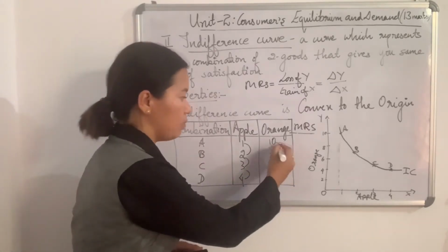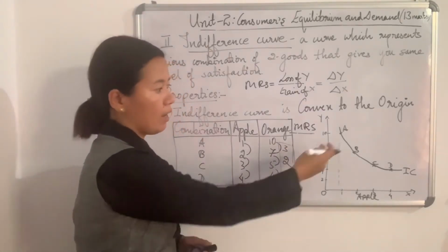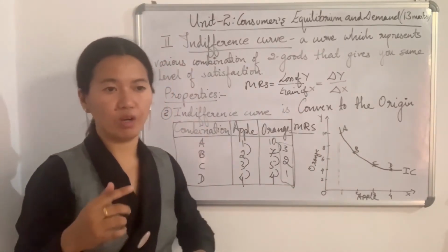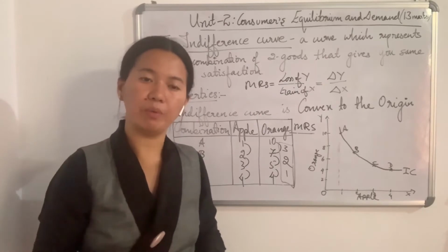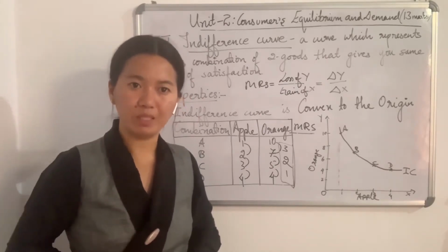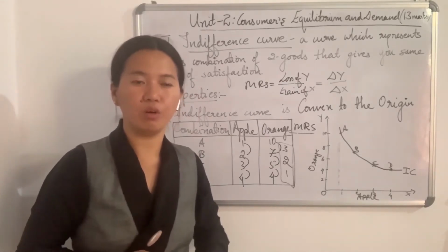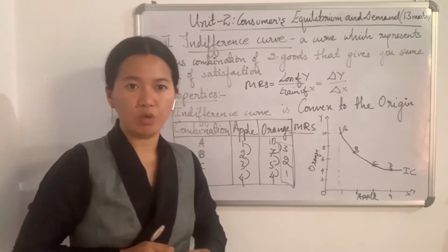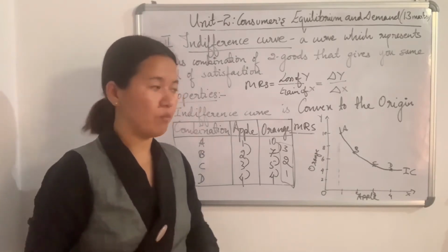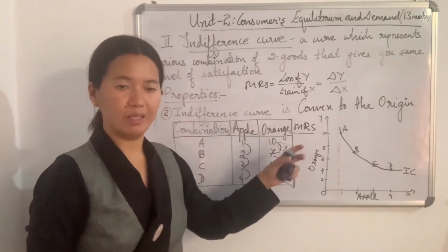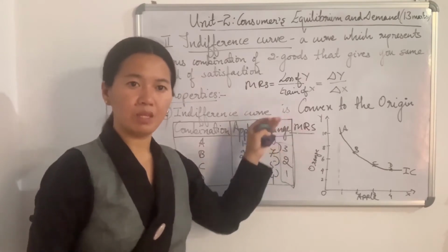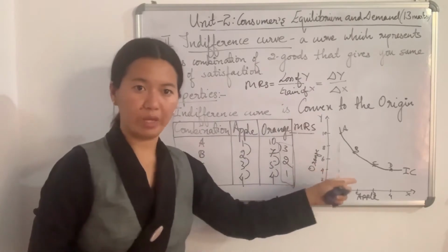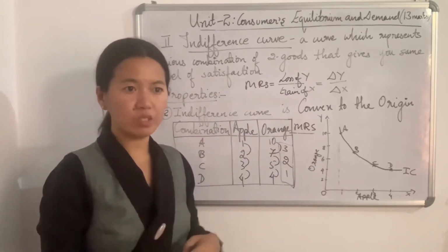Because of this diminishing MRS, 3 to 1, I'm getting my indifference curve shape as convex. As you can remember, in the first session our PPC curve was concave because of the increasing marginal rate of transformation, or marginal opportunity cost. In the same way here, since MRS, the marginal rate of substitution, is diminishing, our indifference curve is convex, and vice versa.